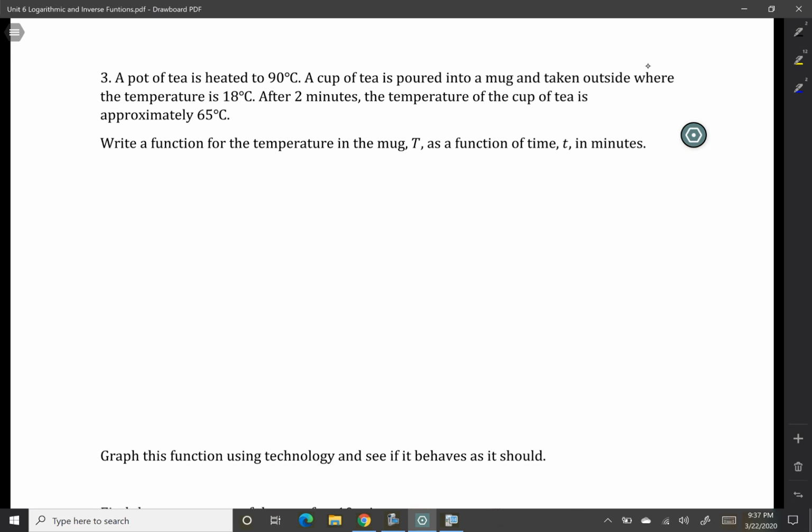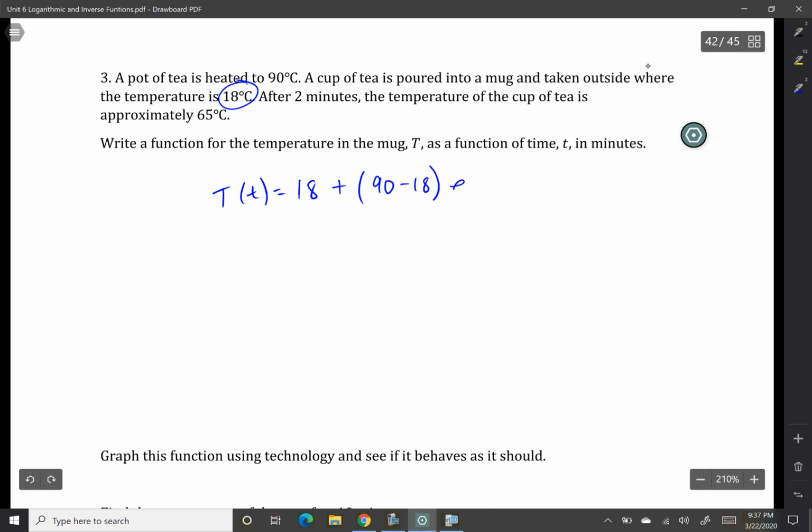All right, so let's see how we did. So we know that we have a temperature as a function of time. The ambient temperature is the outside temperature, so that's 18 degrees, plus the initial temperature minus the ambient temperature, e to the negative kt. So if we keep going here, we can say the temperature as a function of time is equal to 18 plus 72 e to the negative kt.